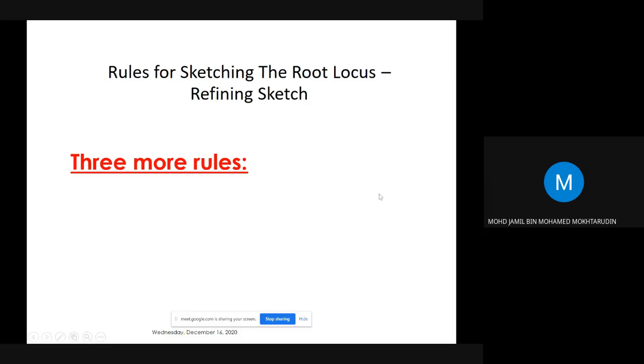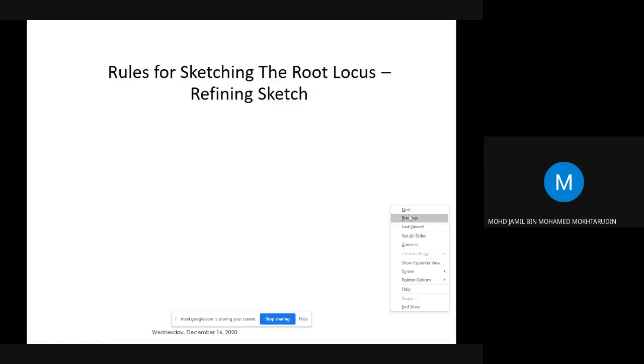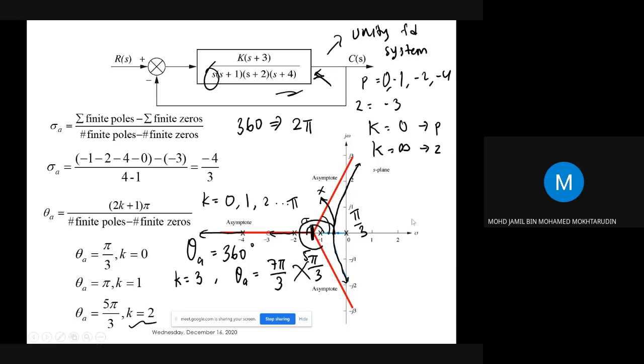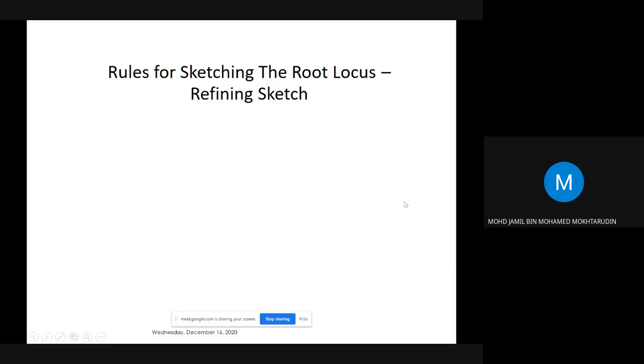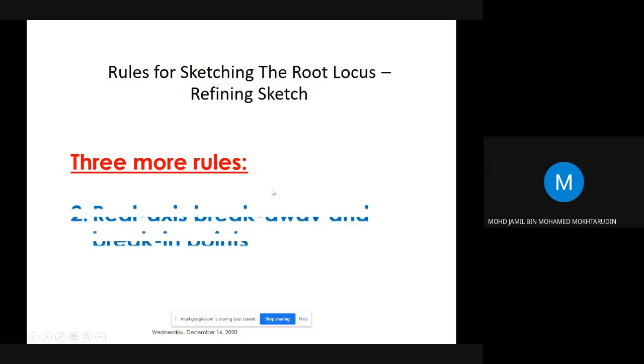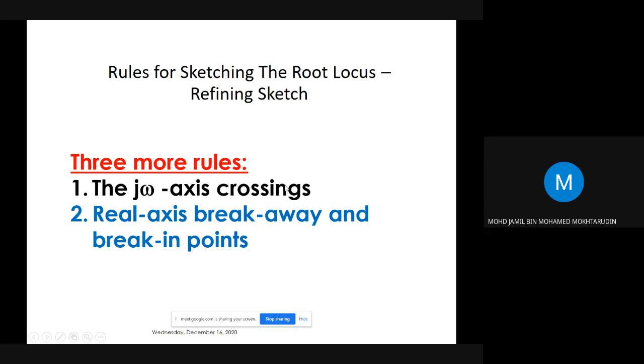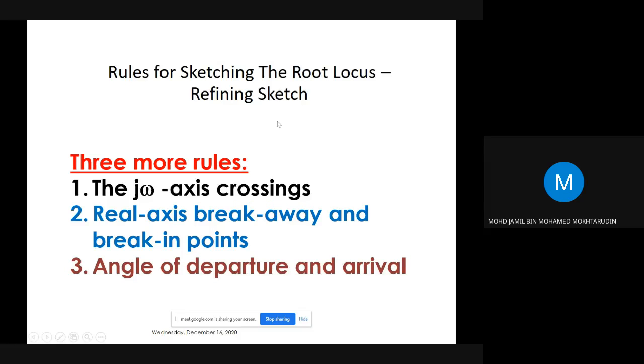Okay, so you have learned 5 rules so far. Now let's look at the next rules. We have 3 more rules. We have the JW axis crossing, the breakaway and break-in points, and lastly, the angle of departure and arrival. So let's look at number 1 first.